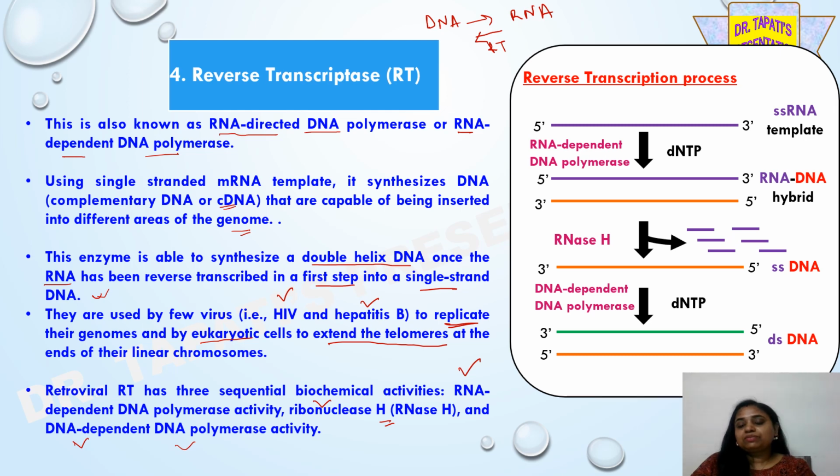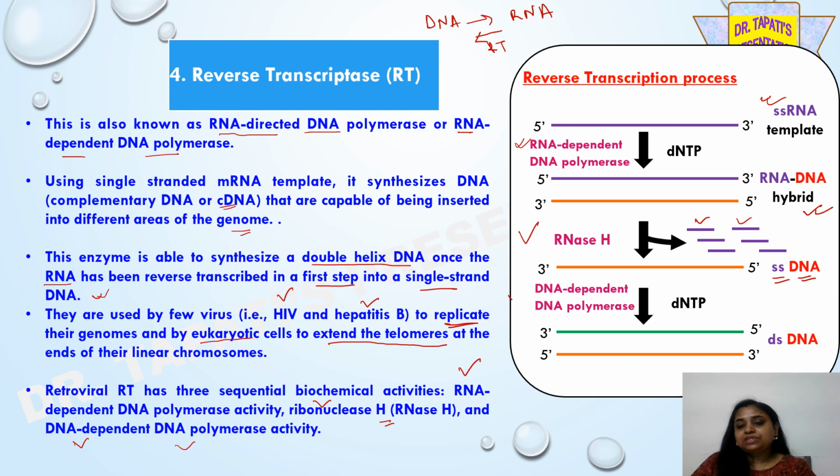In this figure, you can find that the first one is single-stranded RNA, which is the template for this enzyme. In that case, the RNA-dependent DNA polymerase activity of this enzyme is producing an RNA-DNA hybrid. In the next step, RNase H's activity is degrading the RNA molecule. Now you can get single-stranded DNA.